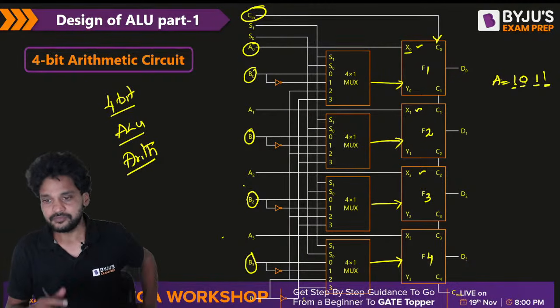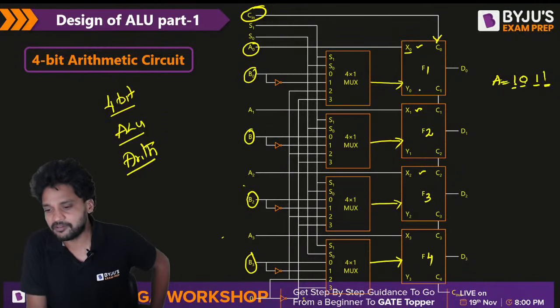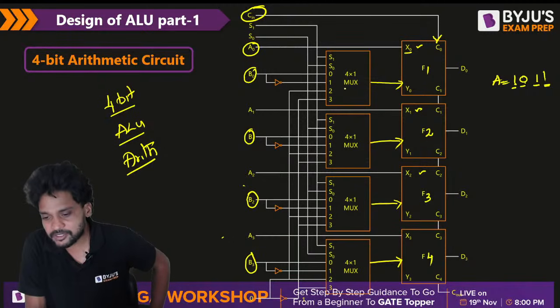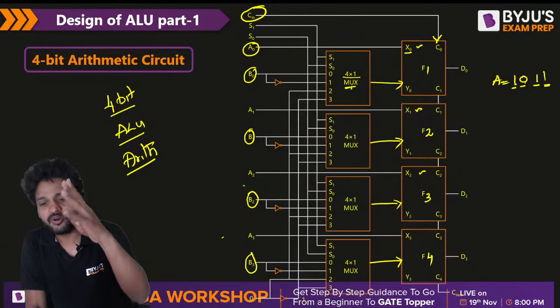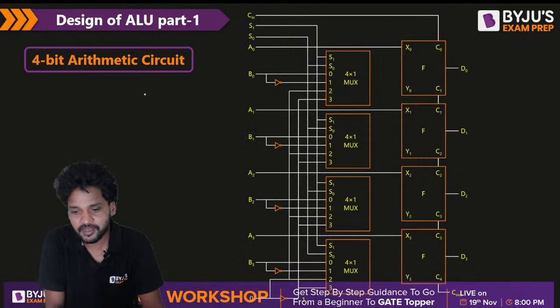Anyhow, see, one input of the full adder is from A, one more input from the multiplexer, one more input is the C. Now, the multiplexer is a 4x1 multiplexer. This 4x1 multiplexer requires 4 inputs. What are those 4 inputs? I am drawing a blueprint of one multiplexer.